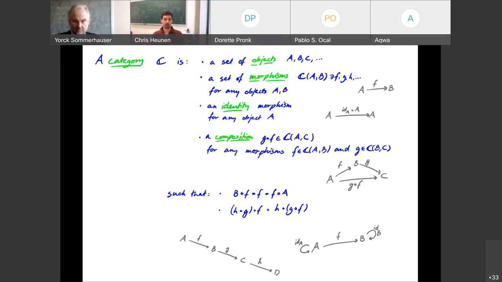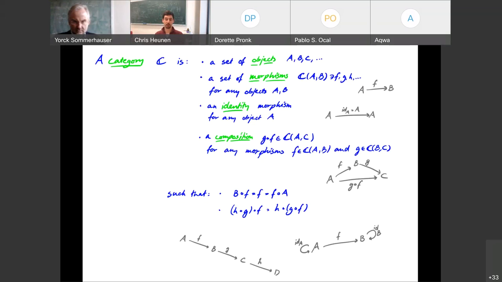Because what does that mean, doing nothing? I first have to tell you what it means to do composition. If I now have three objects, A, B and C, and I have a morphism from A to B and a morphism from B to C, I want there to be a composition, g after f, that goes straight from A to C. That's the little triangle in gray on the right there.